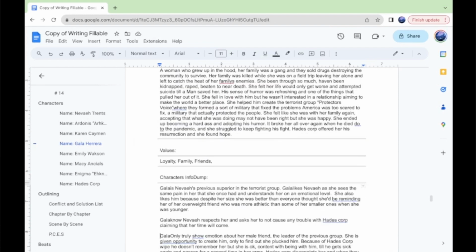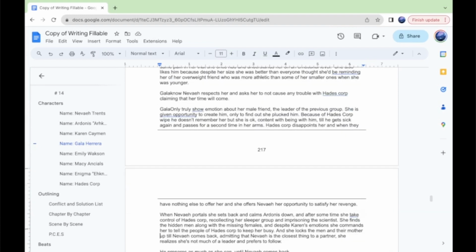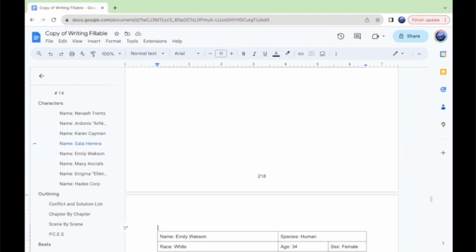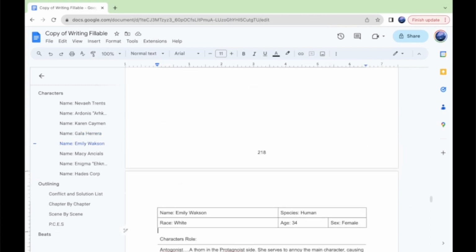And Gala has a whole side story. I already started planning a freaking side story for her. Bruh, I can't do it. I had to stay away from her.